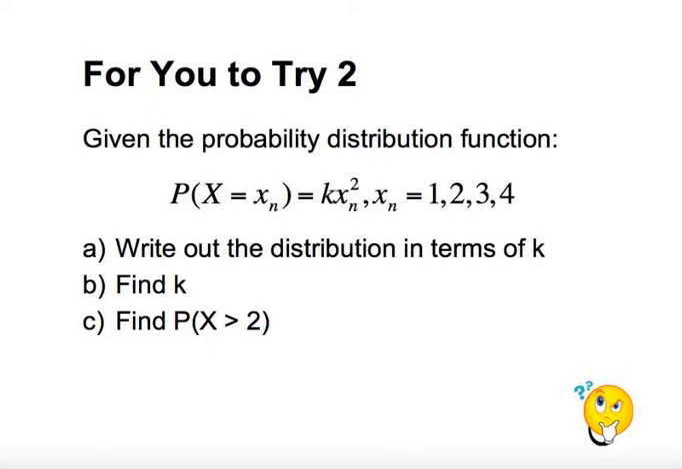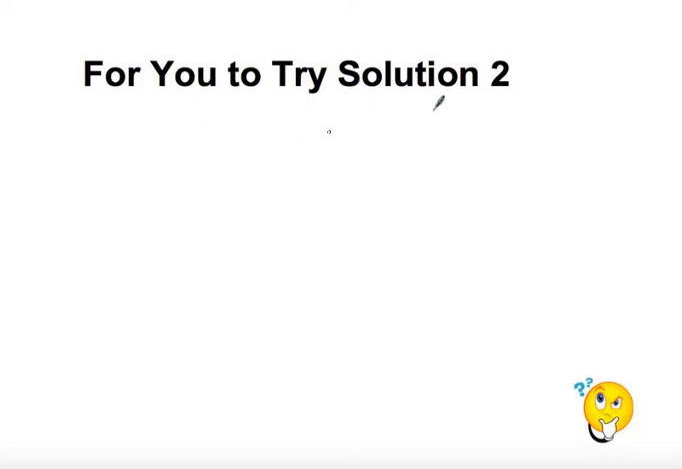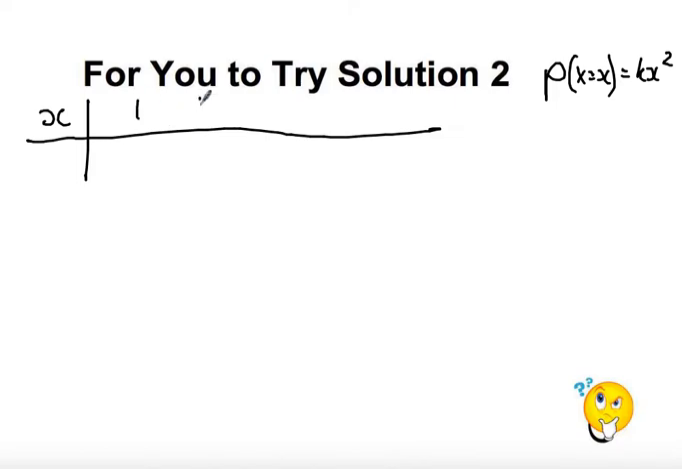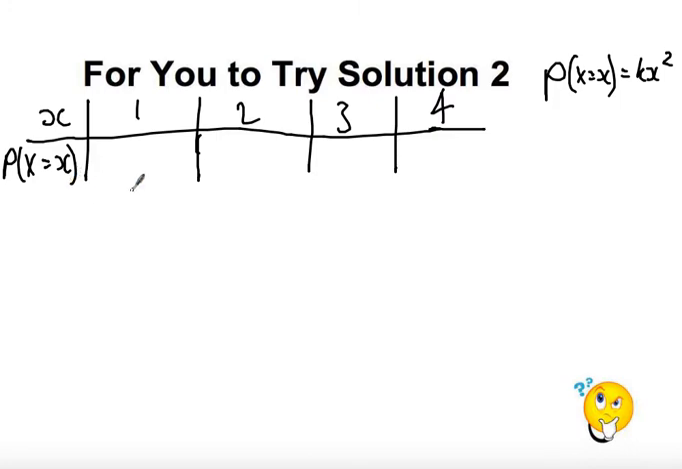Okay, so let's have a look at the answer to this problem. Let's just remind ourselves that we had the probability distribution function, probability X equals x is given by k x squared. Getting a table in here, we knew that x could be 1, 2, 3 or 4, and so we say probability X equals x.